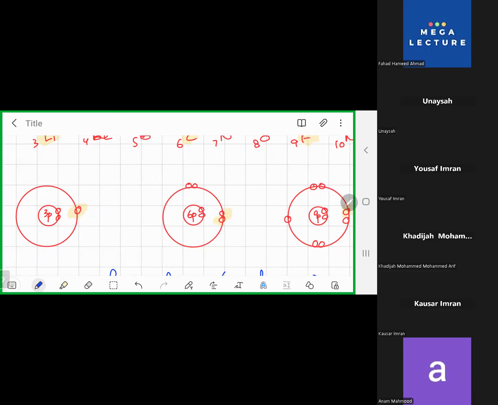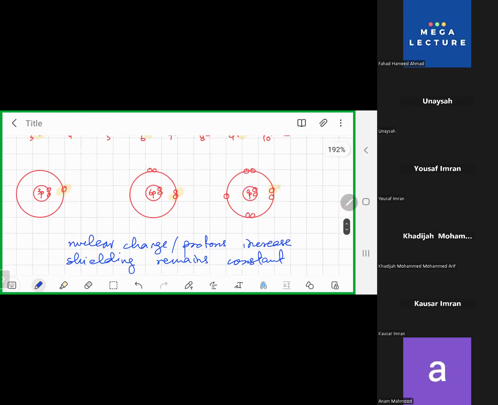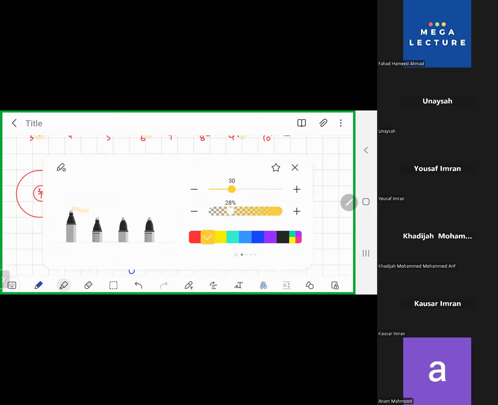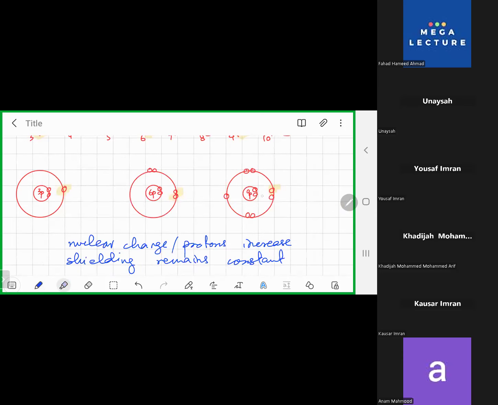So the number of inner shells remains the same. In the next one as well, you're trying to remove this electron from the nucleus, and there are 2 electrons coming in the way. So it's clear that shielding remains constant, right?